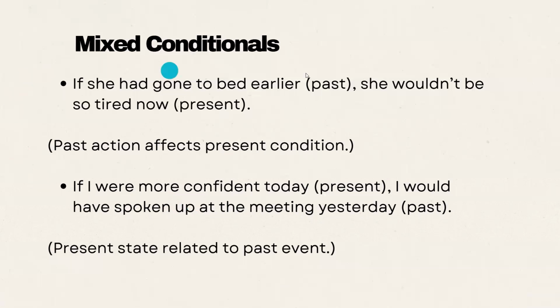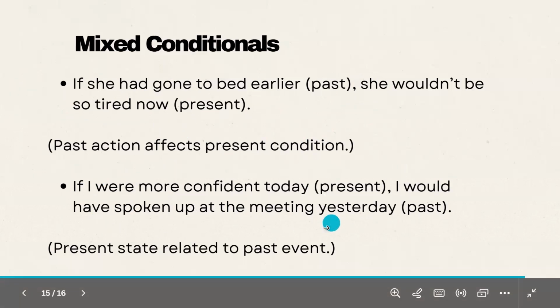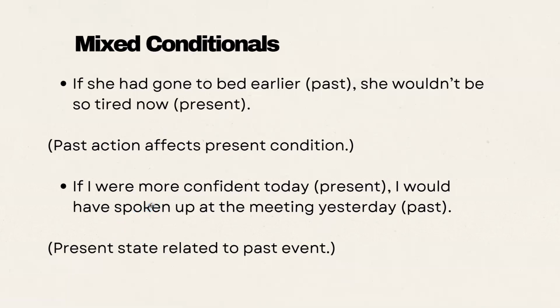The first example shows past, then present. A past decision is causing a present result. The second example shows present, then past. A present state makes us imagine a different past. So mixed conditionals remind us that life is interconnected. What we do now affects tomorrow, and what we didn't do in the past still shapes today. So conditionals help us talk about facts, possibilities, dreams, and regrets.